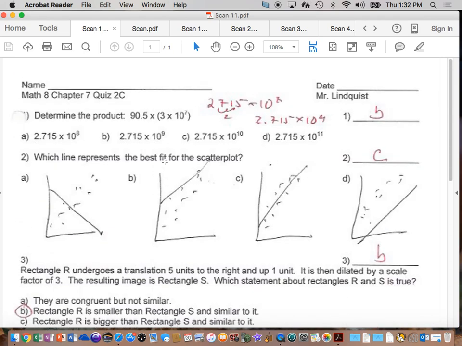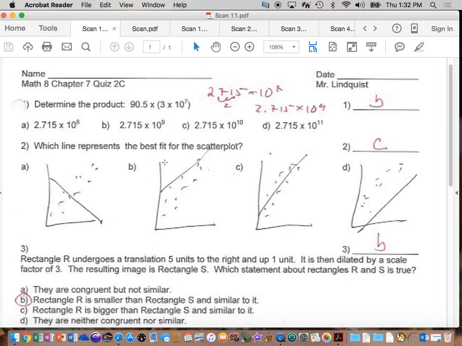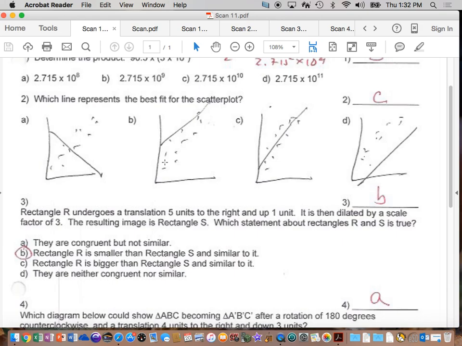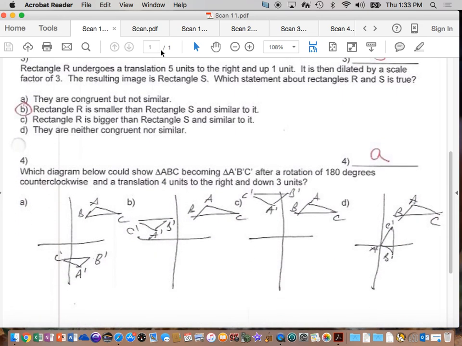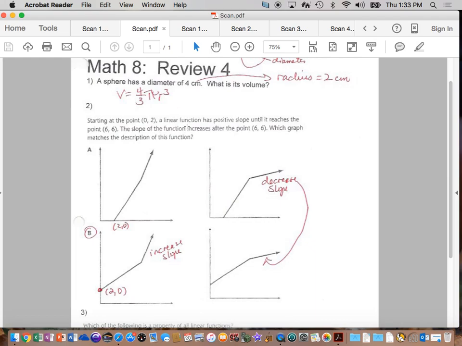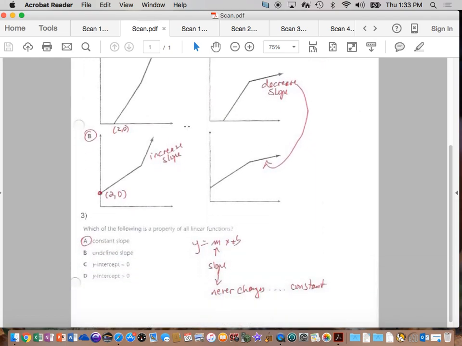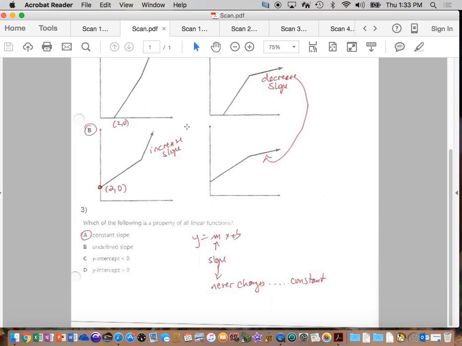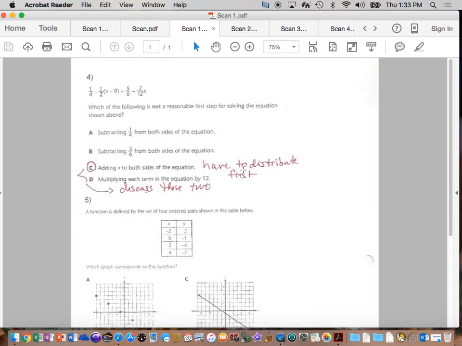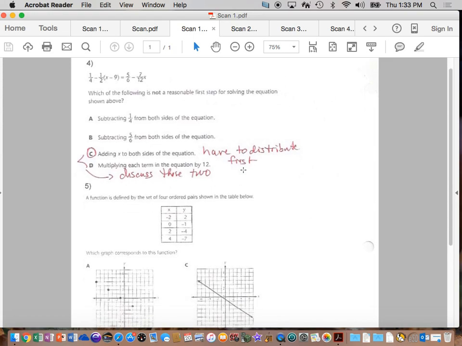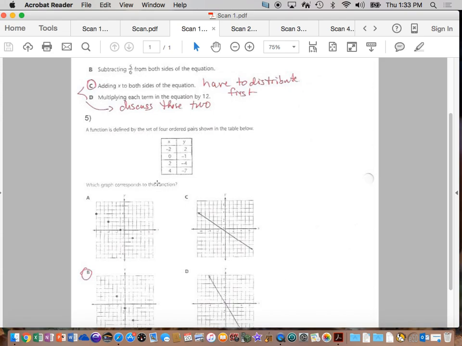Answers, even though we talked about them. I didn't record our discussion, but I'll just show the answers in case anybody is looking for them at home. And this is the last page we went over. We emphasized how on C you have to distribute. And number 5, we actually did one just like it yesterday.